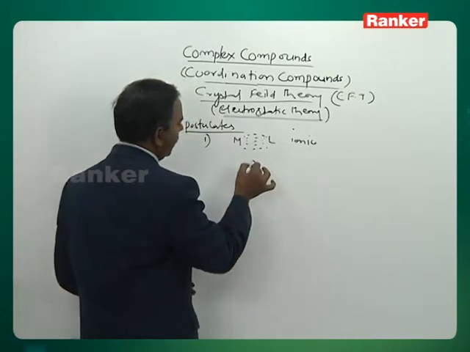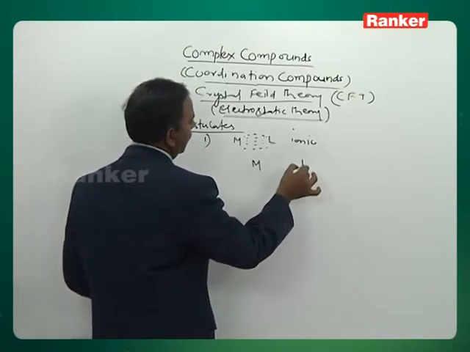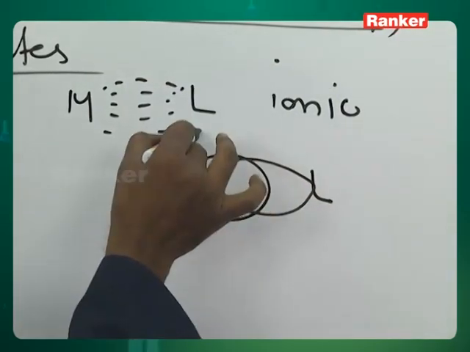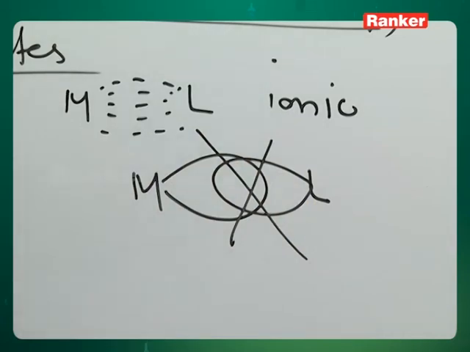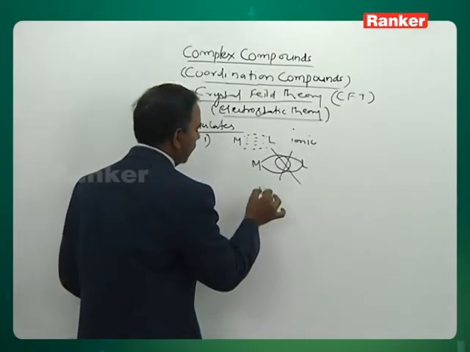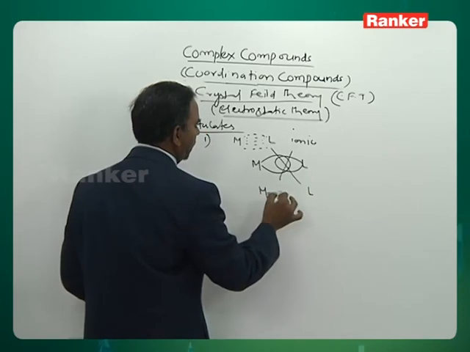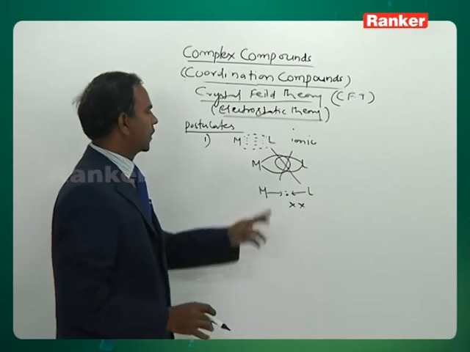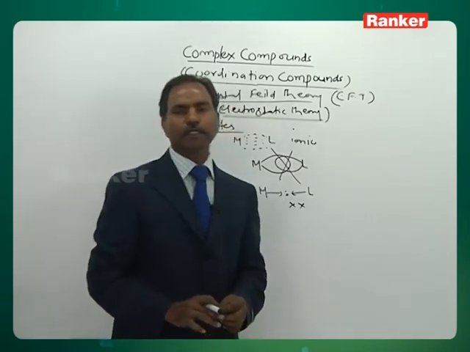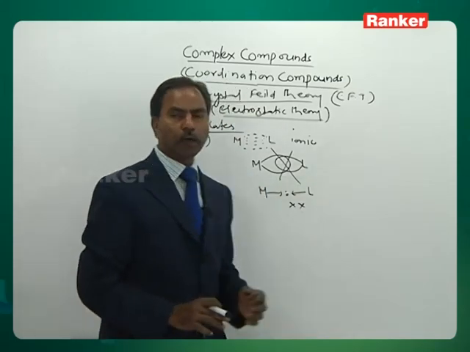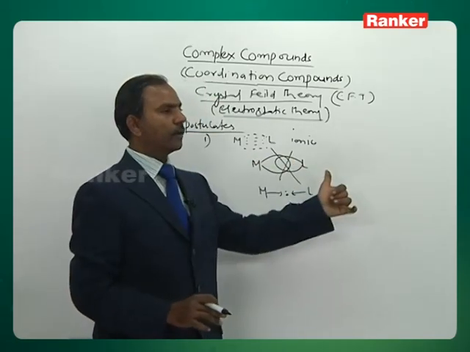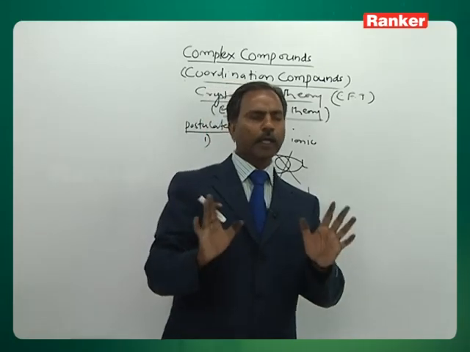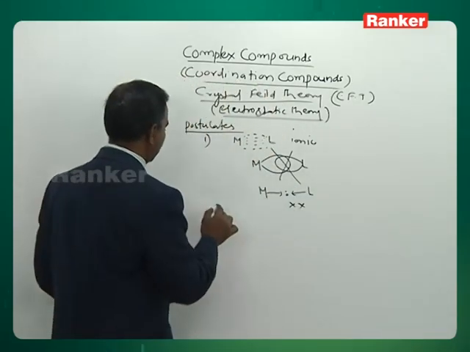There is no overlapping of orbitals between the metal and the ligand, and there is no transfer of electrons between the metal and the ligand. The metal to ligand bond is purely electrostatic force and it is highly ionic, with no overlapping of orbitals and no transfer of electrons. This is the first postulate of crystal field theory.